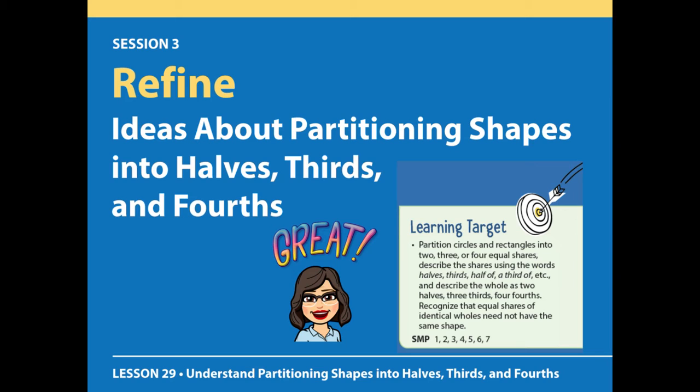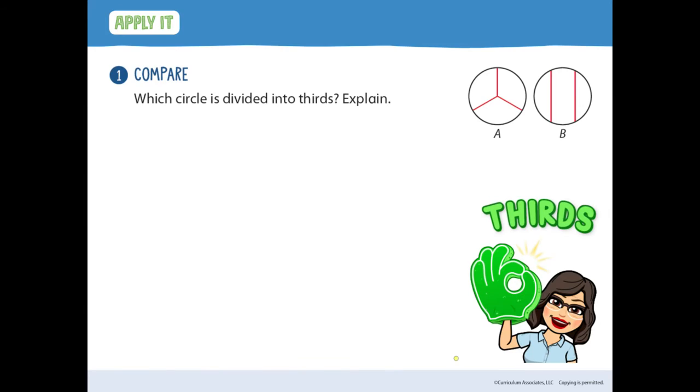So we're going to continue using these ideas and what we know to solve some problems. So our learning target for today is we're going to continue to partition circles and rectangles into 2, 3, and 4 equal shares. So the key word is equal. 2, 3, 4. Halves, thirds, fourths. Are you ready? I'm ready. Here we go.